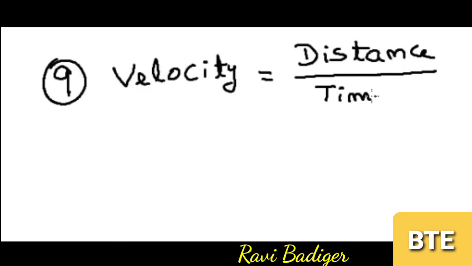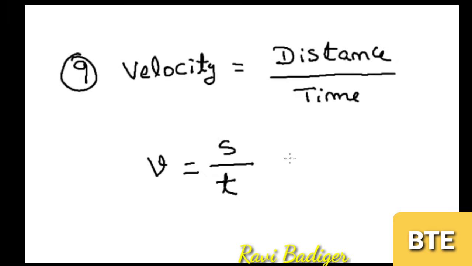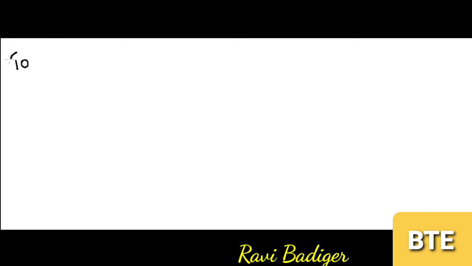Number 9 is velocity, that is equal to distance by time. Here the velocity is denoted by small v, distance by capital S and time by small t. We know that the distance is measured in meter and time is measured in second. So the unit of velocity becomes meter per second.